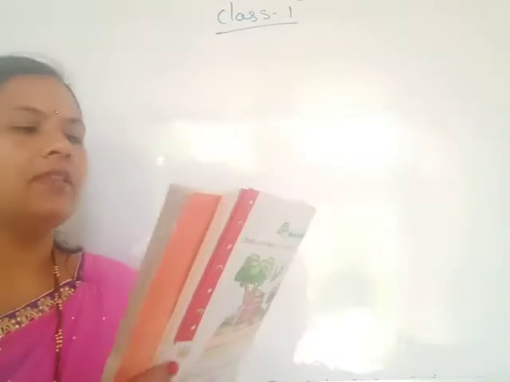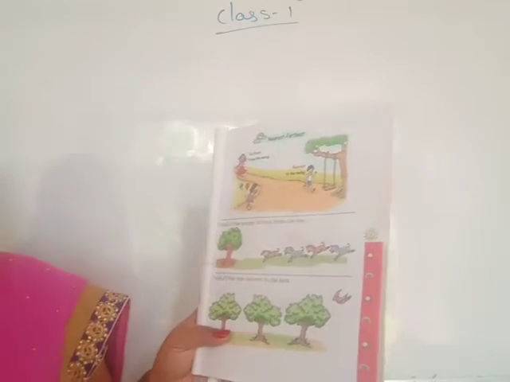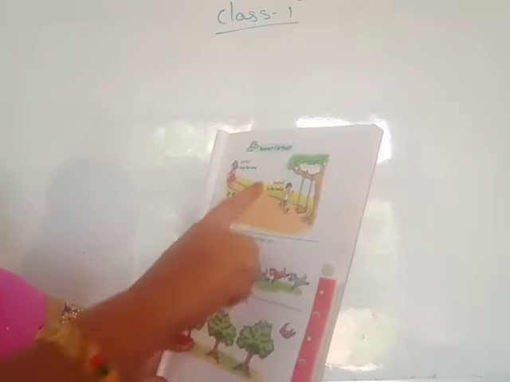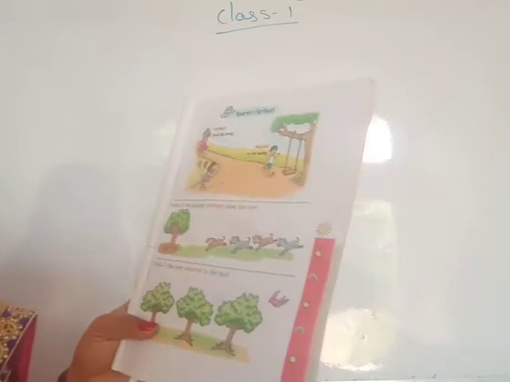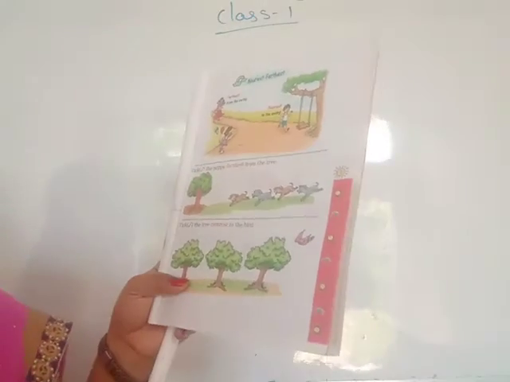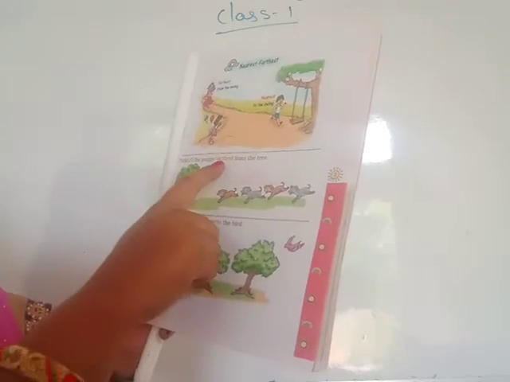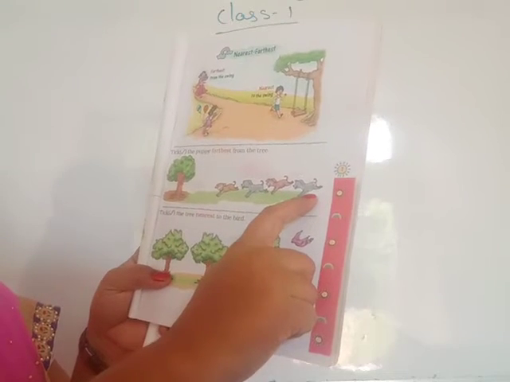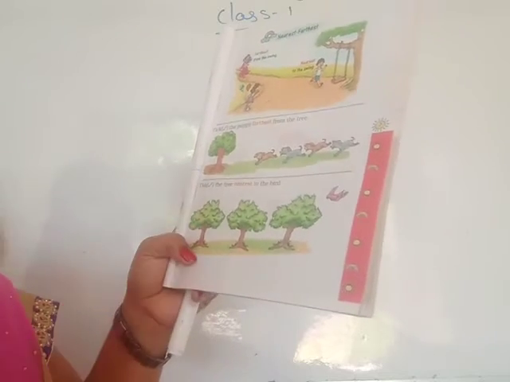Next picture, nearest and furthest. You see here, furthest from the swing, and this one is nearest to the swing, and this one is furthest from the swing. Then the second picture, see this. Tick the puppy furthest from the tree. Here are puppies, and you tick which puppy is furthest from the tree. Here is the tree and here are the puppies. Then this puppy is furthest from the tree. Then you tick here.